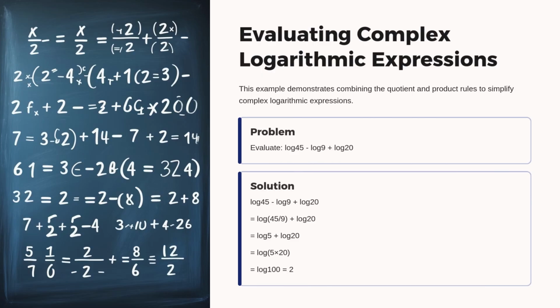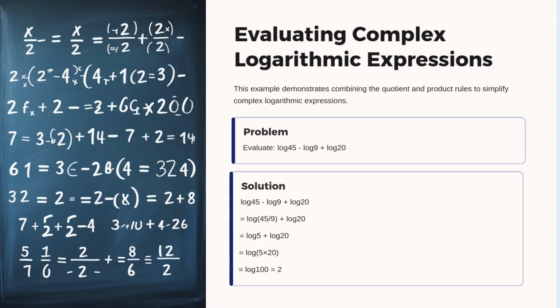Evaluating complex logarithmic expressions. This example demonstrates combining the quotient and product rules to simplify complex logarithmic expressions. Problem: evaluate log 45 minus log 9 plus log 20. Solution: log 45 minus log 9 plus log 20 equals log of 45 divided by 9 plus log 20 equals log 5 plus log 20 equals log of 5 times 20 equals log 100 equals 2.